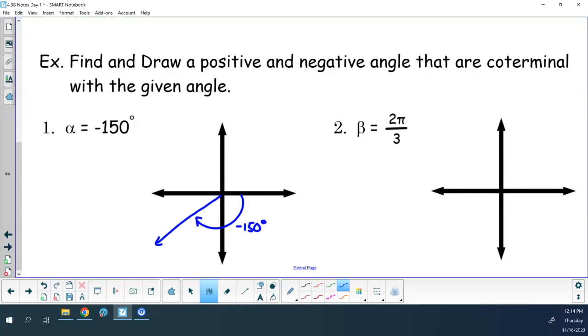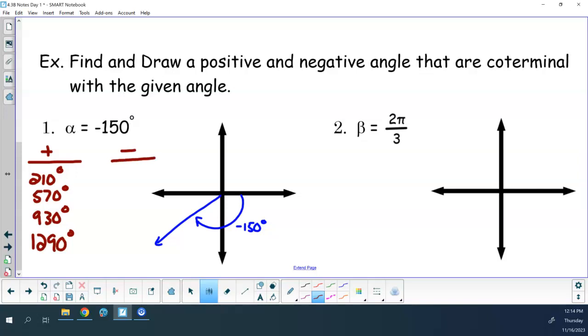I got negative 150 degrees down there. So you would just need one off of this list: 210, 570, 930, 1290. So one of those 4 off of the list would suffice. Okay?